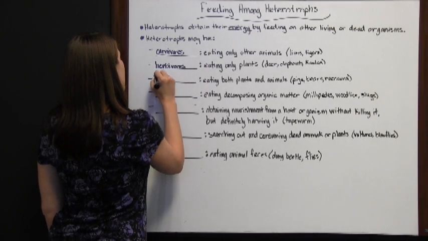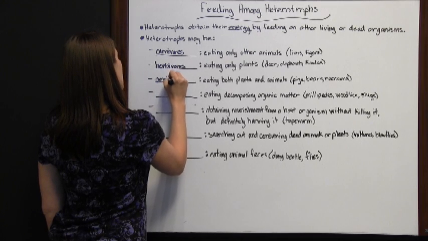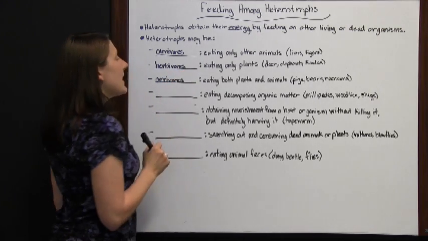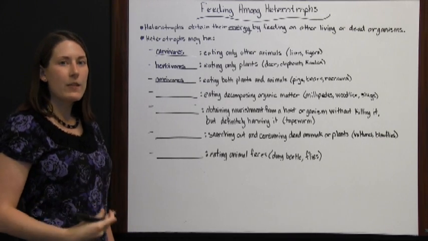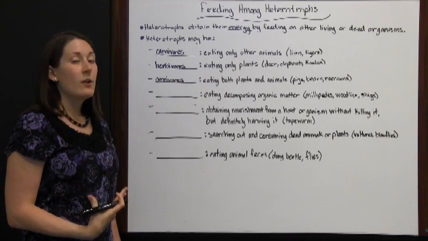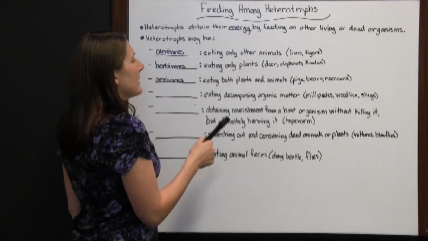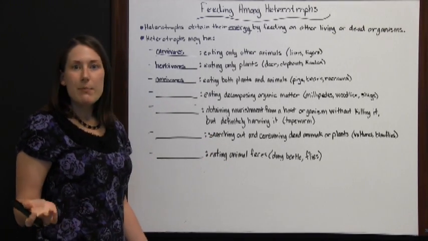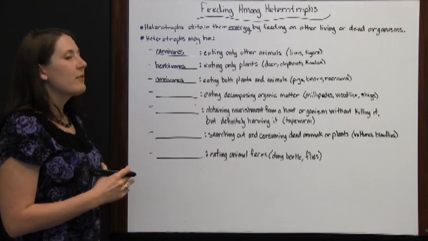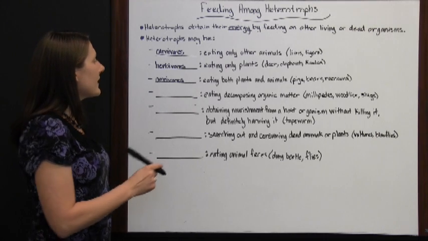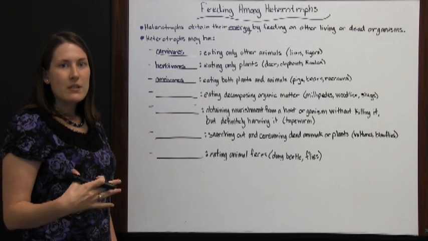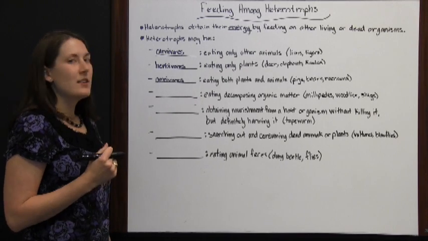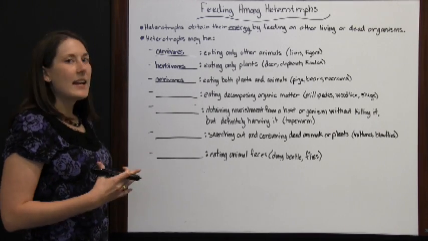Now, the next one, omnivores, they eat both plants and animals, and they require both to maintain a healthy balance of nourishment in their bodies. Examples would be pigs, bears, raccoons, and people are also omnivores. We eat both plants and animals, and we require both, or sometimes people take vitamins to supplement if they don't eat both, to maintain a healthy system.